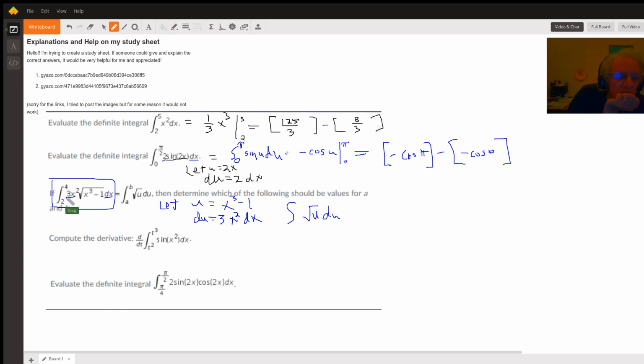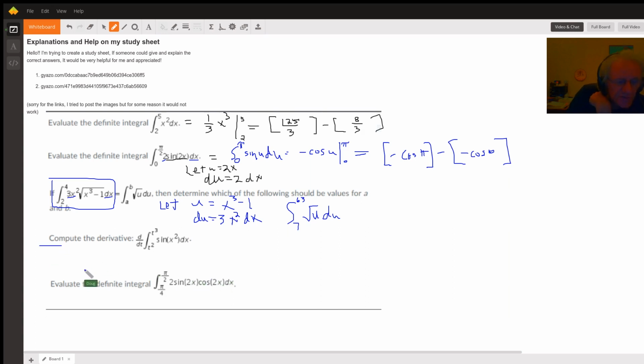The only question is, what will the new limits of integration be? Well, here's our formula for u. When x is 2, 2 cubed is 8, 8 minus 1 is 7. And when x is 4, 4 cubed is 64, 64 minus 1 is 63. So that's the answer to the question, determine the values of a and b. They didn't ask you to actually evaluate the integral.